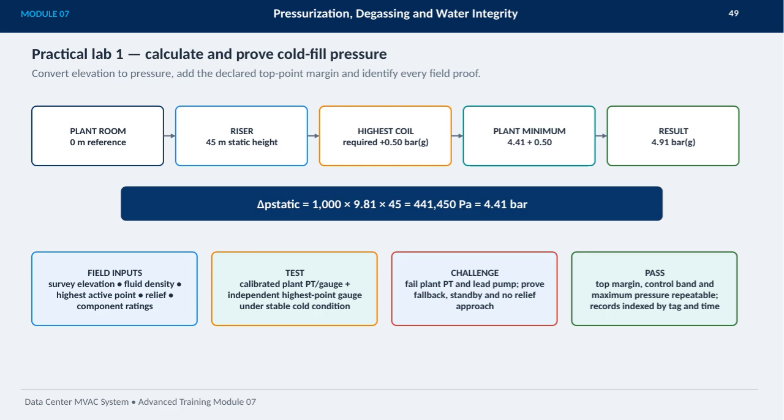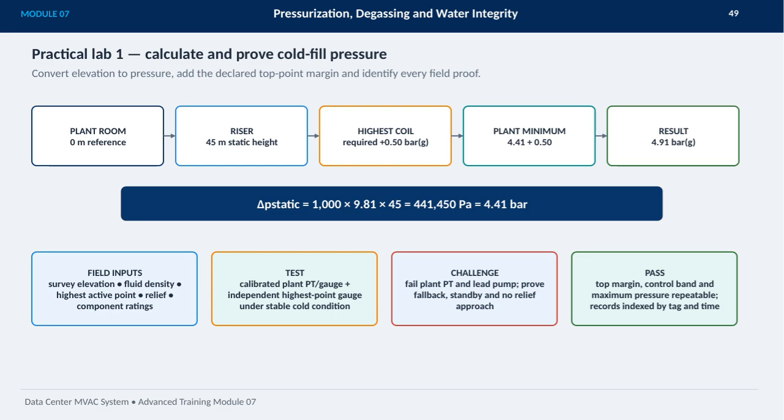In this practical lab, we focus on calculating and proving the cold fill pressure for a data center MVAC system. Starting with converting the elevation difference into pressure, we use the static height of 45 meters to determine a pressure of 4.41 bar. Then, by adding the required top point margin of 0.50 bar, we arrive at a total required pressure of 4.91 bar. Key field inputs include the survey elevation, fluid density, the highest active point, relief settings, and component pressure ratings.